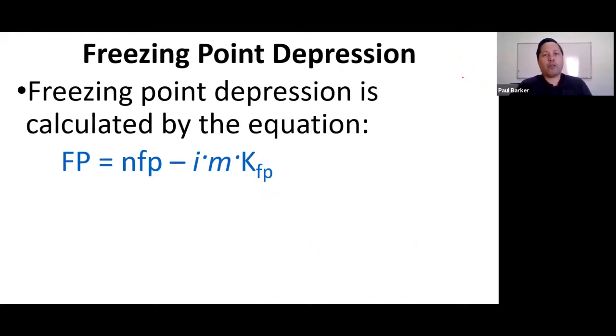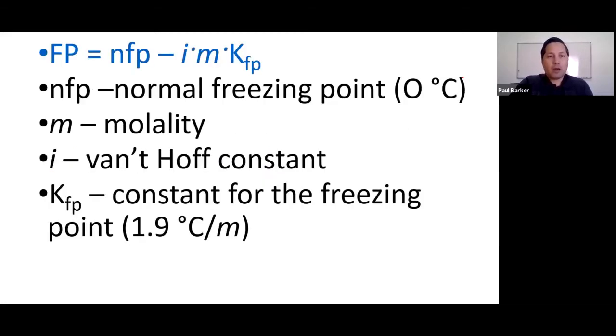So here's our formula for the freezing point depression. Freezing point depression is calculated by the following: Fp, for freezing point, is equal to the normal freezing point of the substance minus i times m times Kfp. Now what are all of those? NFP is the normal freezing point, and for water, that is 0 degrees Celsius. m is molality, i is the Van Hoff constant, and Kf is the constant for the freezing point.